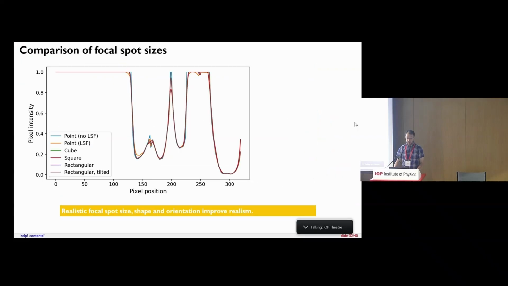And what we can see when we compare the profiles is that by adding more and more of these experimental components, you start to have deviation from the original simulation, which is in blue. So we improve the realism.